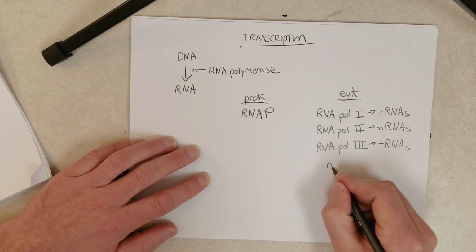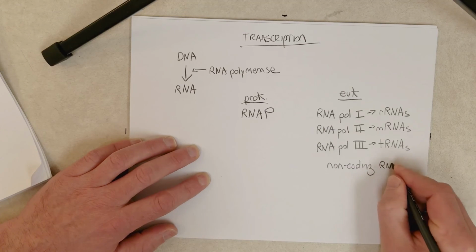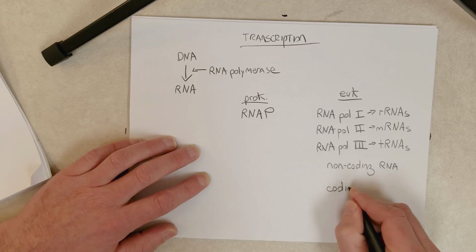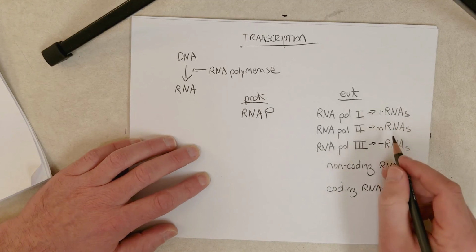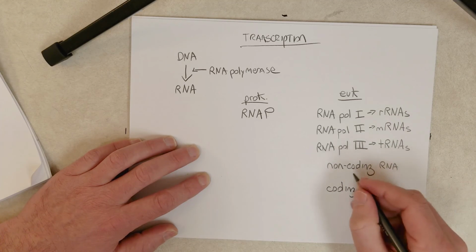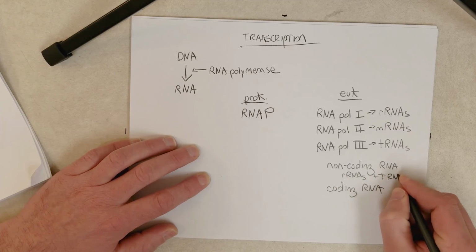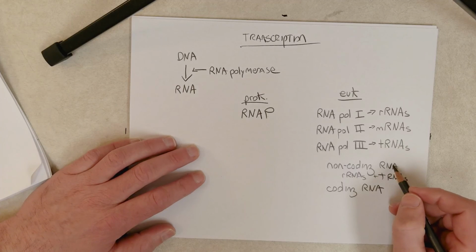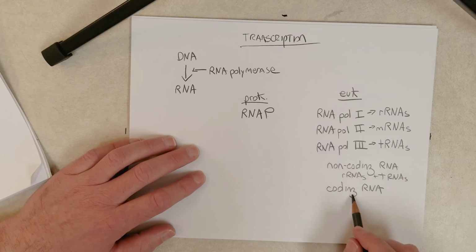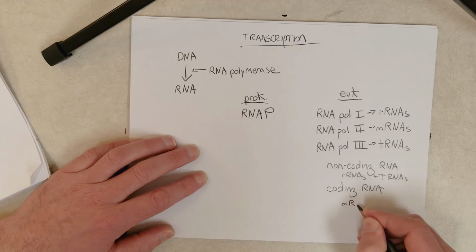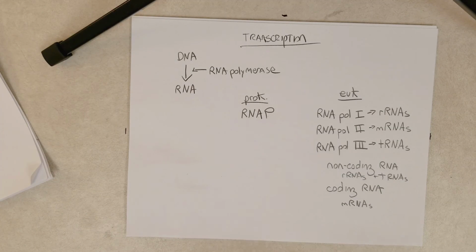So you may hear terms like non-coding RNAs and coding RNAs. There are many types of RNAs. Two examples of non-coding RNAs are ribosomal RNAs and transfer RNAs. A non-coding RNA is essentially any RNA that does not code for a protein. Coding RNA is essentially only messenger RNAs. Excuse me.